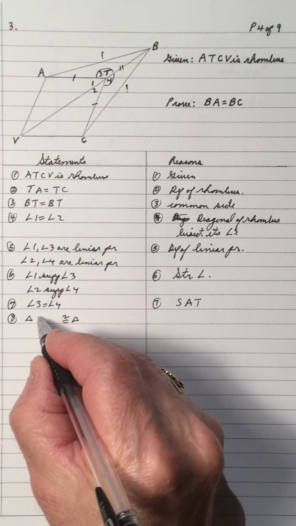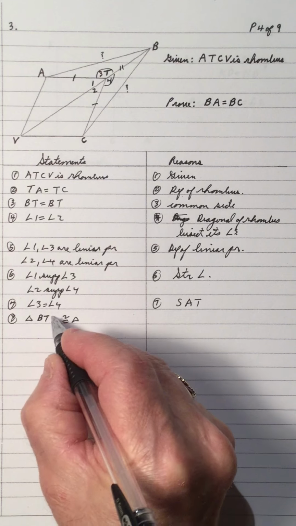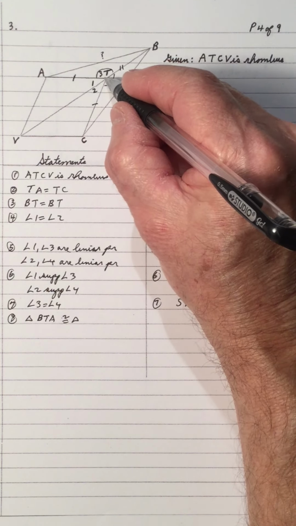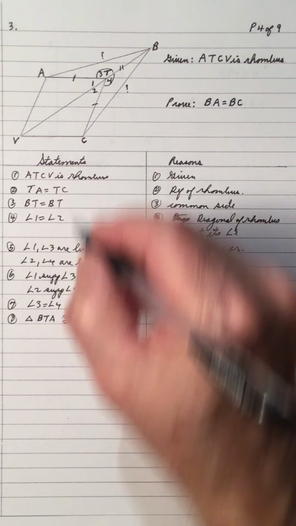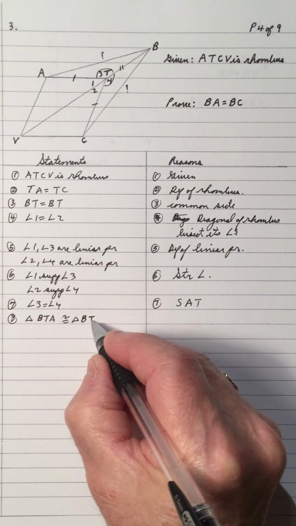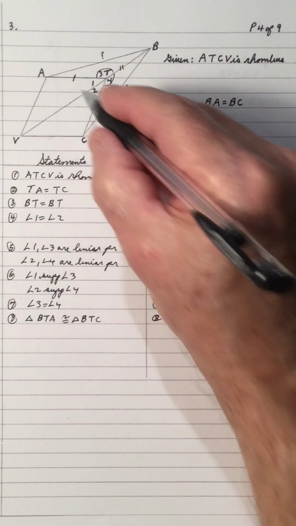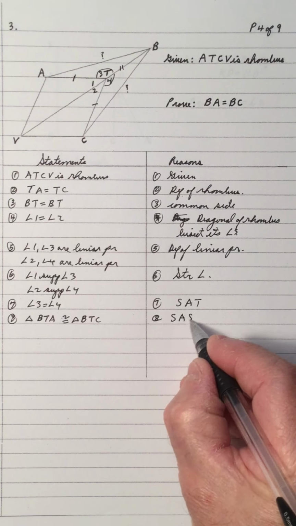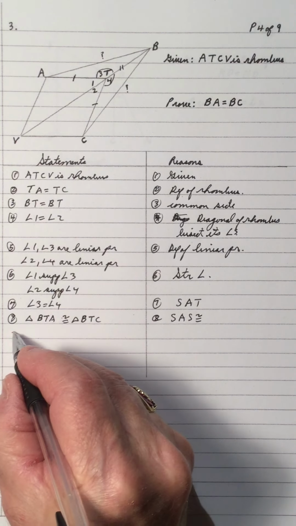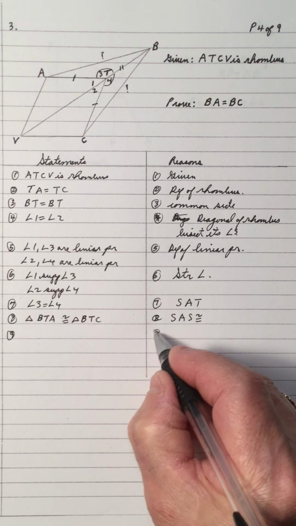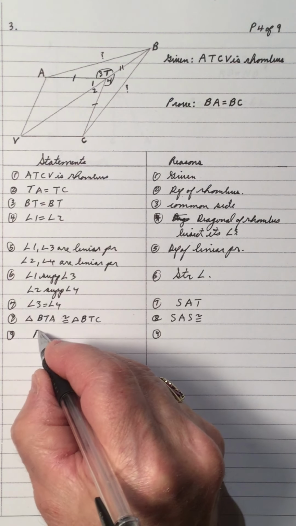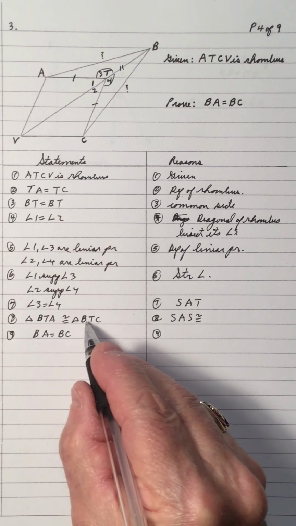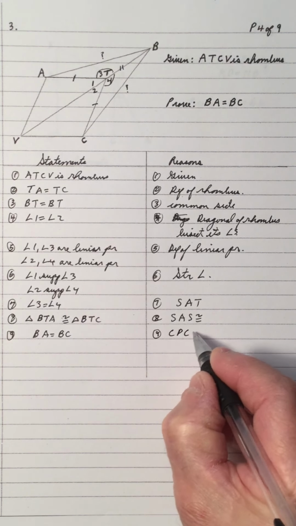So we have BTA congruent to BTC. And that's because of side, angle, side congruency. And now we have BA equals BC, by CPCTC.